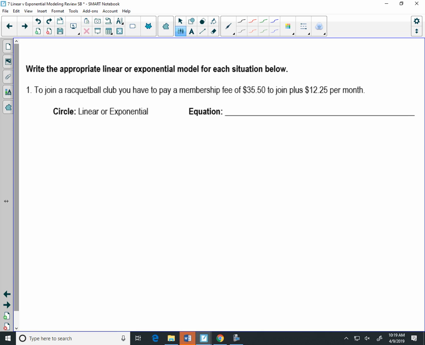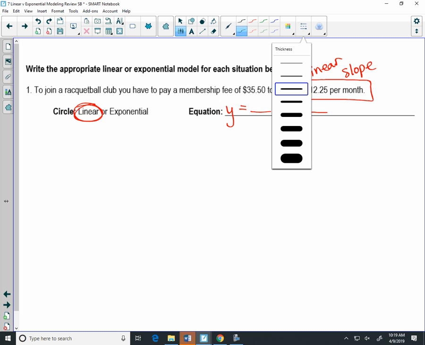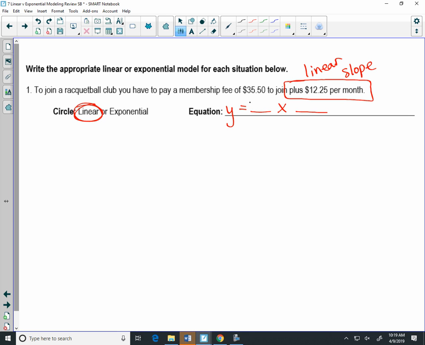We're joining a racquetball club. You have to pay a membership fee of $35.50 to join, plus $12.25 per month. So this plus $12.25 per month should make you think linear, and that is the slope. So here's definitely linear. Fill in the blanks. Our slope is $12.25 a month. Here's your per month. And then your starting value or your basic rate is positive $35.50 to join.